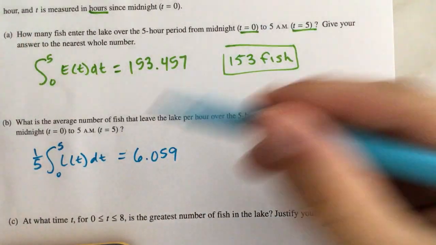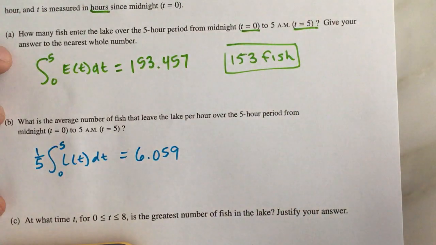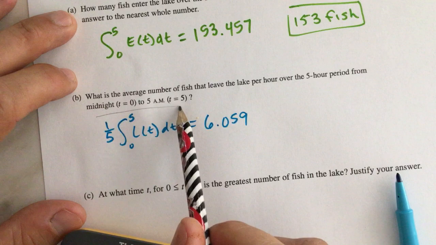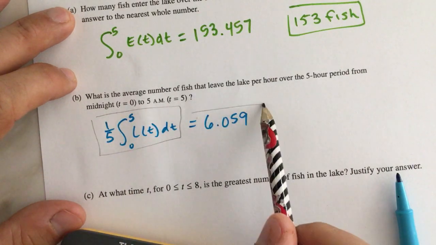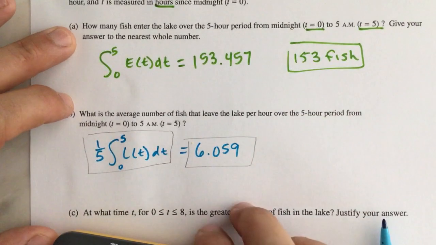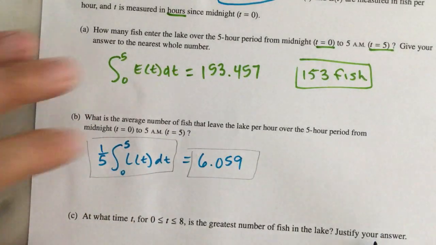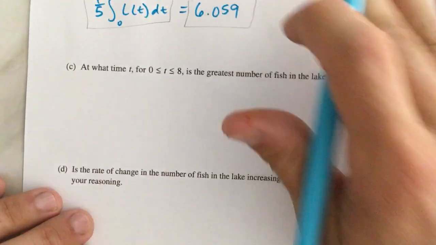So the final answer is equal to 6.059. They didn't ask me to round to a number of fish because this is just the average number of fish. And remember that you want to write both things. You want to have this setup because this is probably worth 1 point, and then you also want the answer to 3 decimal places because that's worth a point as well. So hopefully at this point, I'm guessing 1, 2, 3, 4 points. Okay, all right.